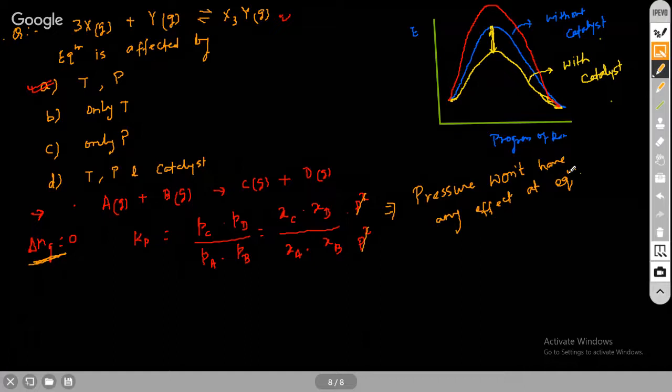Okay, so if the reaction is of this type where del Ng is equal to 0, suppose the same question if I ask you for this reaction, then the answer will be only T, that is option B. Since del Ng is equal to 0, in the expression of Kp there's no pressure term involved, so pressure won't have any effect in this reaction, and the reaction is only affected by the temperature. Answer will be B for this particular reaction. Understood this?